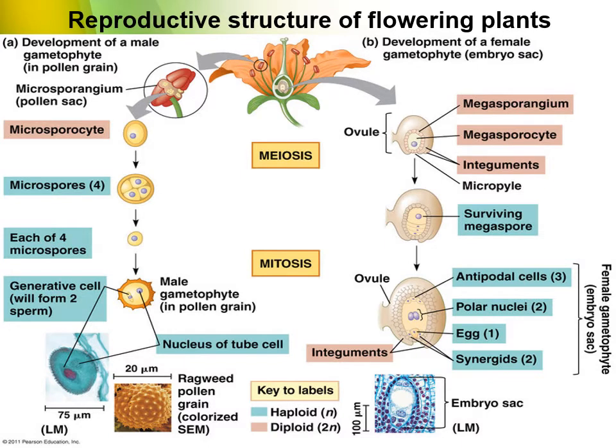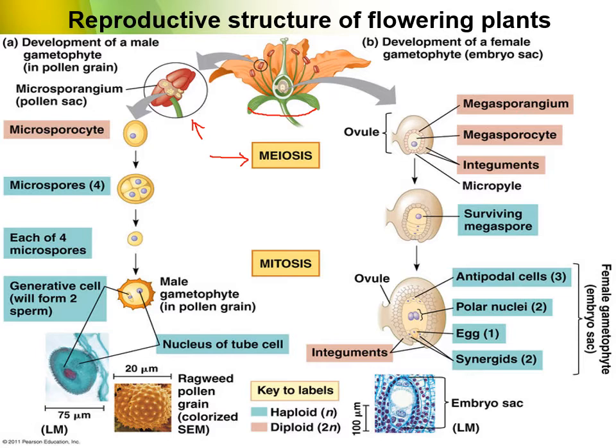So this is a diagram showing the reproductive structure of flowering plants. If you can see in this diagram, there's a flower here. And if you look to the left side of the diagram, there's an anther in a black circle. Inside the anther, there's a pollen sac or microsporangium. And inside the microsporangium, there's a microsporocyte. This microsporocyte will undergo meiosis to produce 4 microspores, which are also called a tetrad.